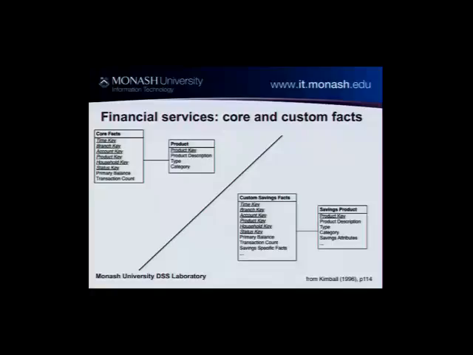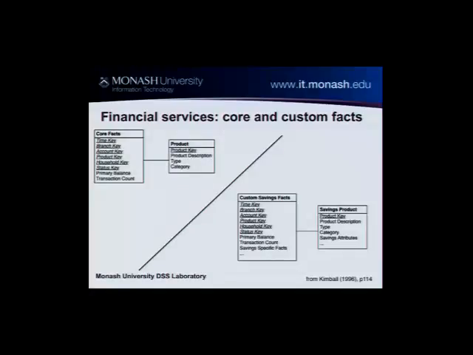Up the top left here, we've got the attributes and the measures that are common to all of the different products. So what we call the core facts and the core product table. And here we identified primary balance and transaction count. But you'll notice that we don't have those specific product-specific attributes and measures.